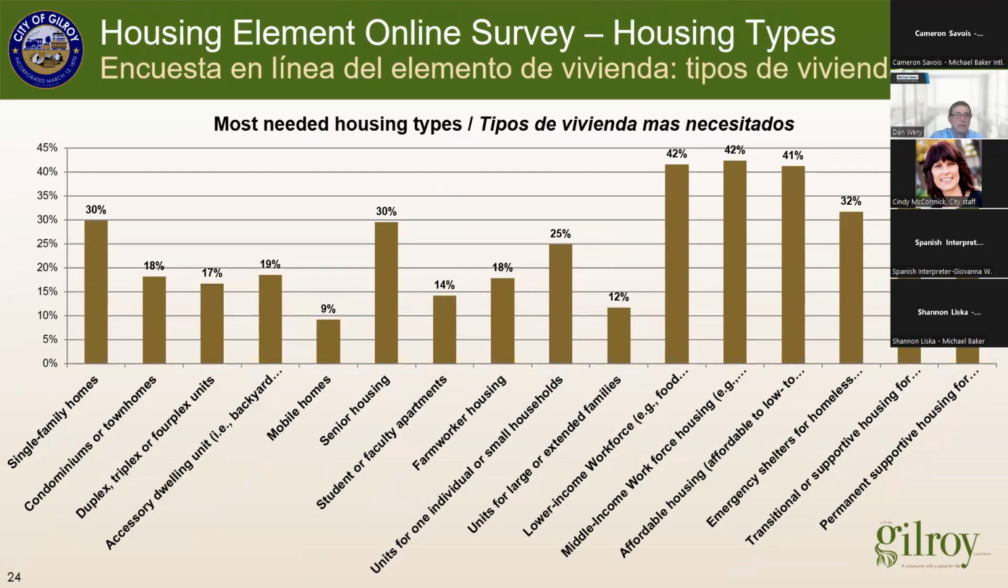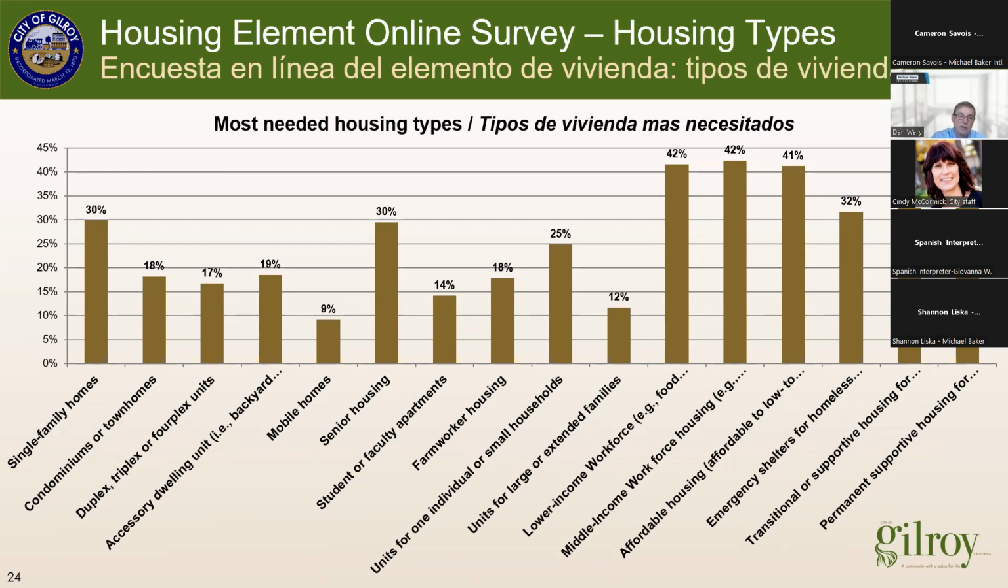So this last one here is housing types. What are the most appropriate housing types? What do we need? And these, as I mentioned before, did vary when you look at the different surveys in English and Spanish. So again, on this one, the main ones here in the 40% are the low-income workforce, middle income, and affordable housing. Those were kind of the top 3.